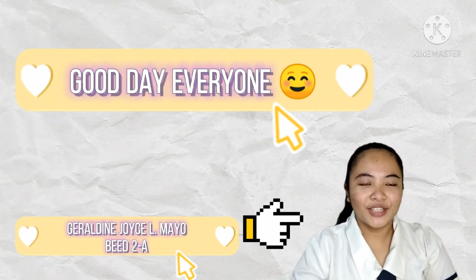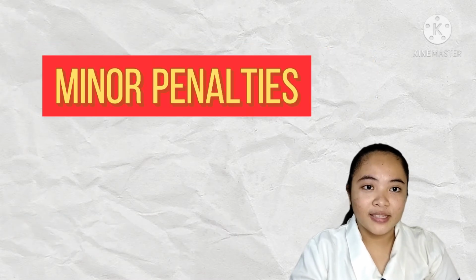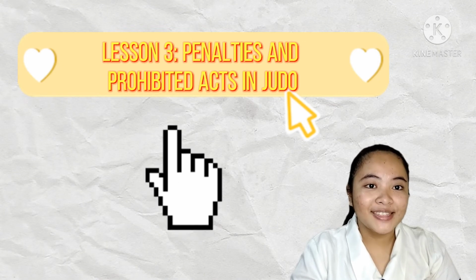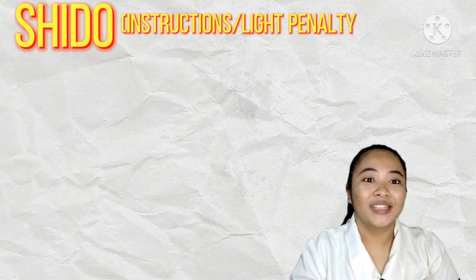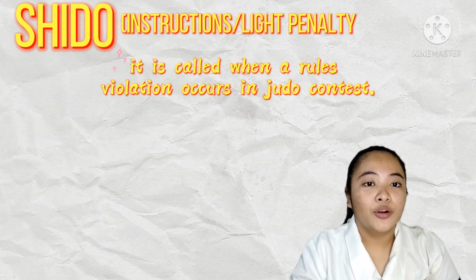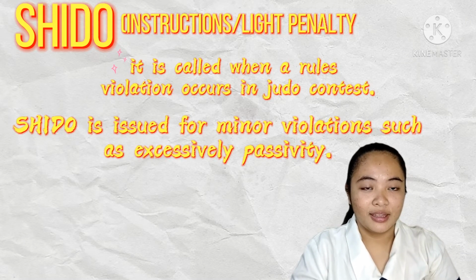Good day everyone. Today I will discuss the minor penalties, assigned to lesson 3, penalties and prohibited acts in judo. Let's first discuss what Shido is. Shido is also called instructions or light penalty. It is called when a rule violation occurs in a judo contest.